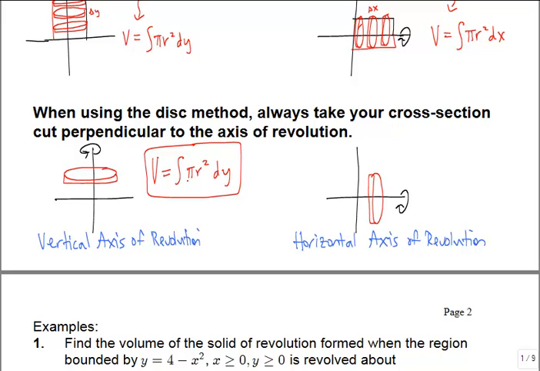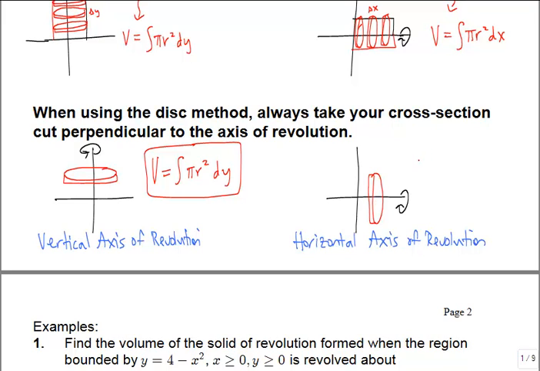If we have a horizontal axis of revolution, then when I go perpendicular to that horizontal axis, then my cross-sectional cut is going to be vertical instead of horizontal. So that means we're going to get this vertical disc shape. And that means the thickness is along the x-axis. So now we want to be thinking in terms of dx.